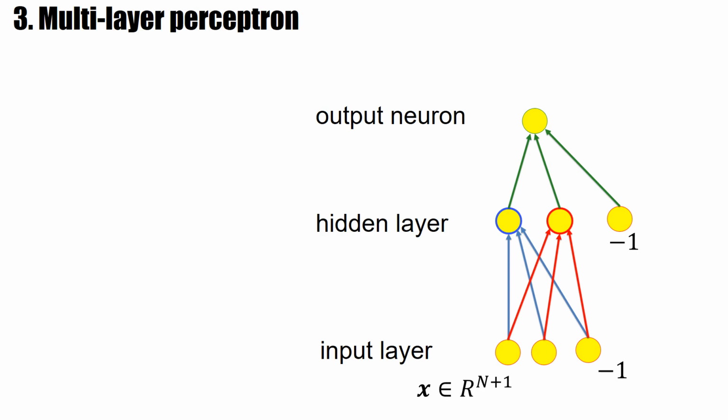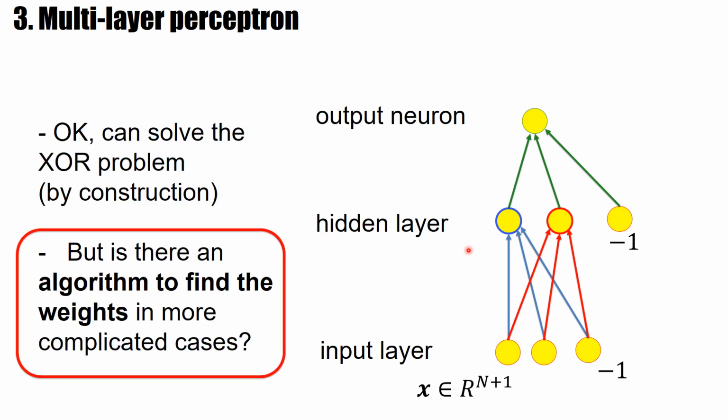We have already seen that we can use a single network with one hidden layer to solve something like the XOR problem. Now, the XOR problem was solved in the previous part by an explicit construction. The question is: is there a way to automatically find the correct weights, find the correct location of the hyperplanes so as to solve a problem like this one and even much more complicated problems?